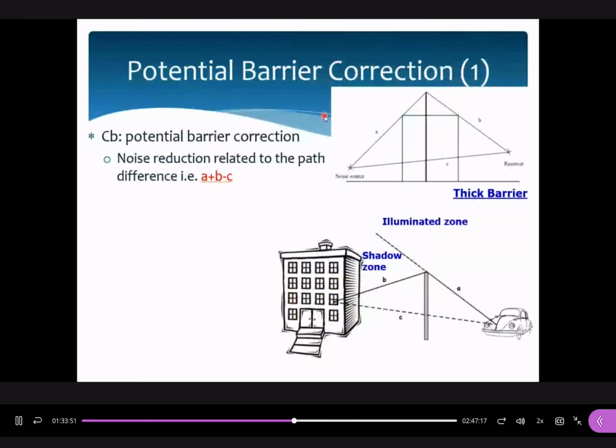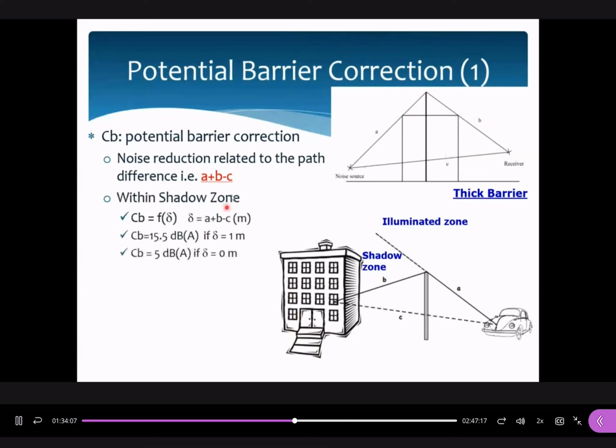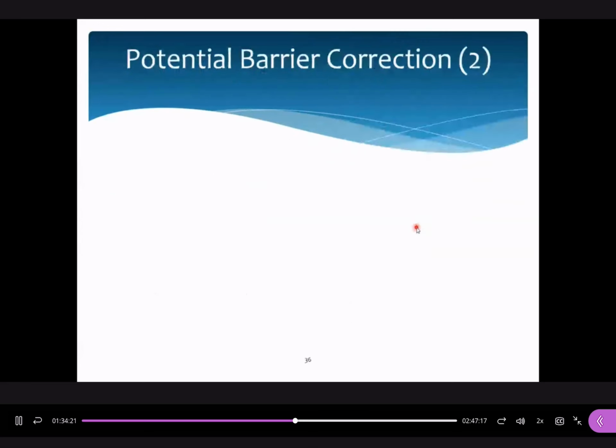Okay, potential barrier. Even in your assignments, you need to consider the path difference to assess the effectiveness of the barrier. The path difference here is A plus B minus C. Very simple, you just draw a triangle to find out the path difference. And if you can find out the path difference, we need to identify whether the receiver is inside the shadow zone or in the illuminated zone.